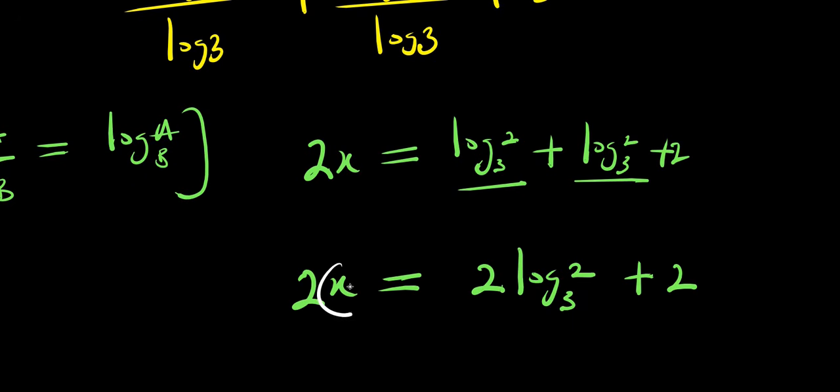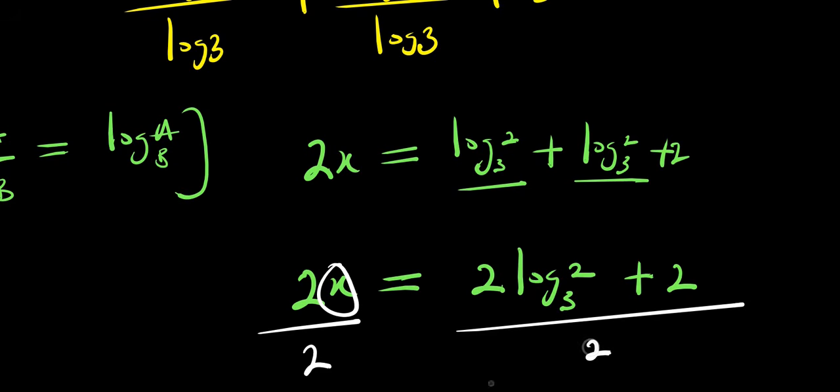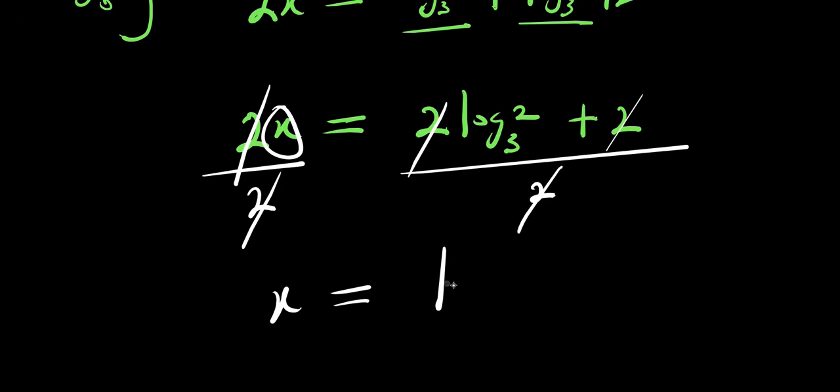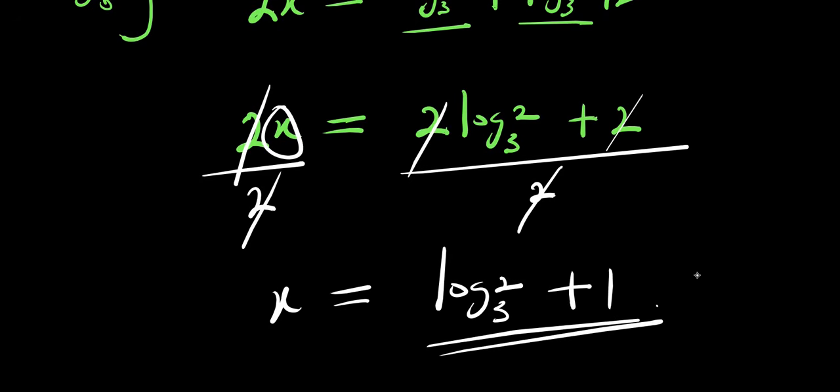So I can isolate x, dividing this by 2, dividing it by 2. So from here, 2 cancels 2. That's x equals, this 2 cancels this 2, log 2 to the base of 3 plus 1. So this is our answer.